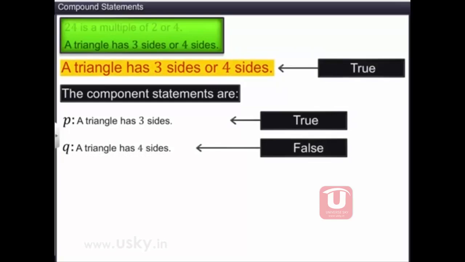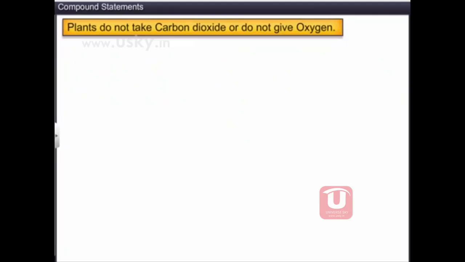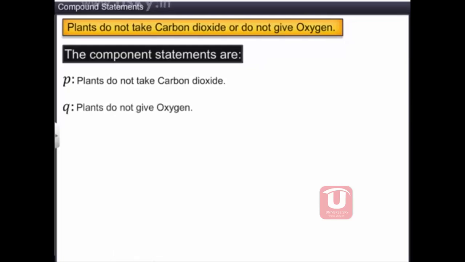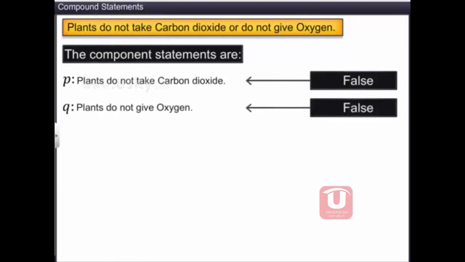Let's look at another example. Plants do not take carbon dioxide or do not give oxygen. The component statements of the given statement are: plants do not take carbon dioxide; plants do not give oxygen. We know that both the statements are false. Therefore, the compound statement is also false.